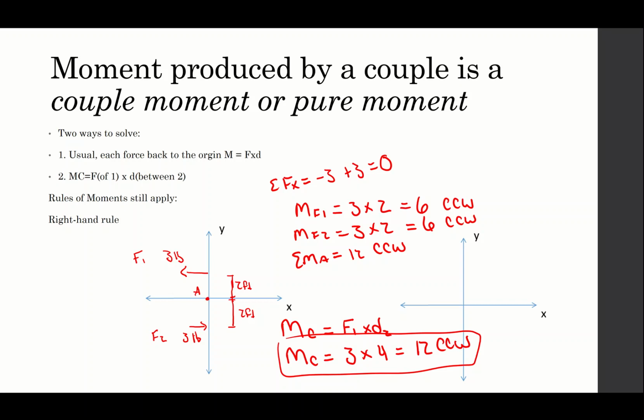Okay, I'll do another example. If that's not the case, then it's just a regular moment problem. You're analyzing those separately. But if you can see, yes, equal and opposite, then you use the couple moment equation and save some time. Okay, I'm going to add this one again.